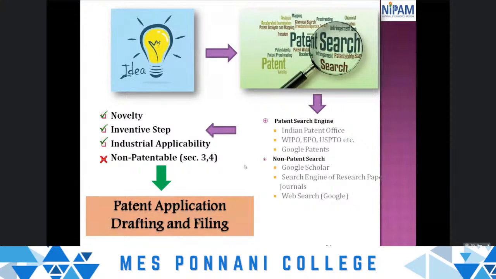Once you conduct a patent search, you will come across the kind of inventions that are similar to your idea, and you can get a clear idea whether your invention is satisfying the patentability criteria or not. Once you are sure that your invention is satisfying this patentability criteria, you can safely go towards the filing of a patent application.